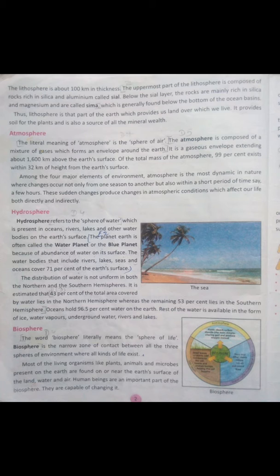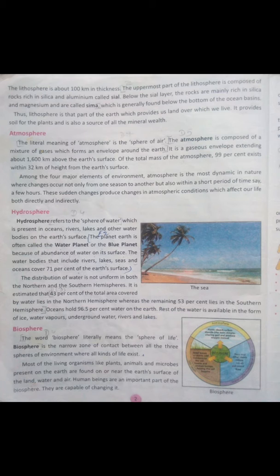Below the Sial layer, the rocks are mainly rich in silica and magnesium. That is the second layer, silica and magnesium: Si and Ma, that is called Sima. It is generally found at the bottom of the ocean basin, in the base of the oceanic area.